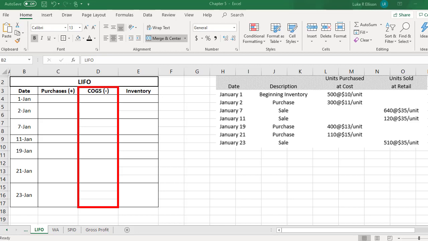The third column is inventory, which is where we will keep track of how much inventory the company has as of a given date. We need to add to the inventory column anytime there is a purchase, and subtract from the inventory column anytime there is a sale.